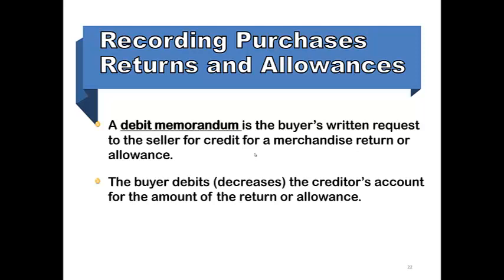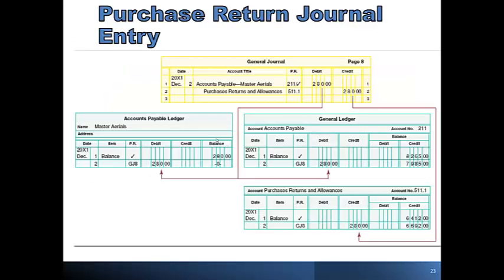When a purchase return occurs, there is a document called the debit memorandum or the debit memo, and it is the buyer's written request to the seller for credit for a return or an allowance. So the buyer will decrease the creditor's account for the amount of the return when there is a debit memo.